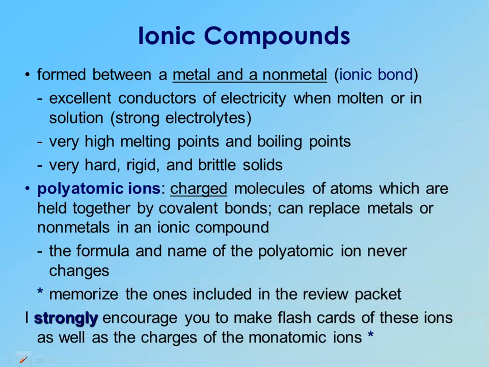These are atoms that are covalently bonded to one another that have a net charge. There's a list in your packet. There are two polyatomic cations, ammonium and mercury(I), and there are lots of polyatomic anions. The names and the formulas of those ions don't ever change.